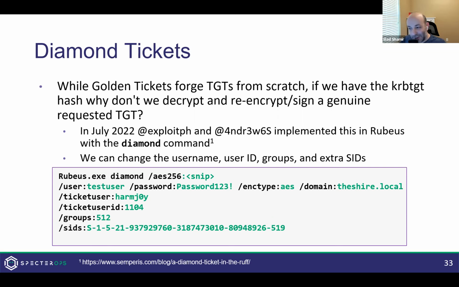And there are also security events showing that the ticket was legitimately requested from a DC, which can help evade certain detection that tracks that sort of activity.